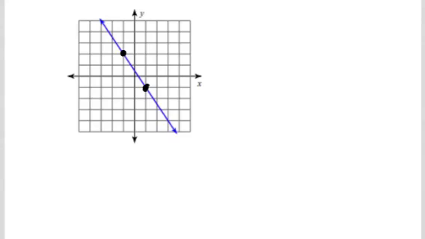Looks like there's one there. It looks like there's one there. And maybe even up here. Now, I don't need all of those. I just need 2, so I can count out my slope. But it doesn't matter which 2 I use.